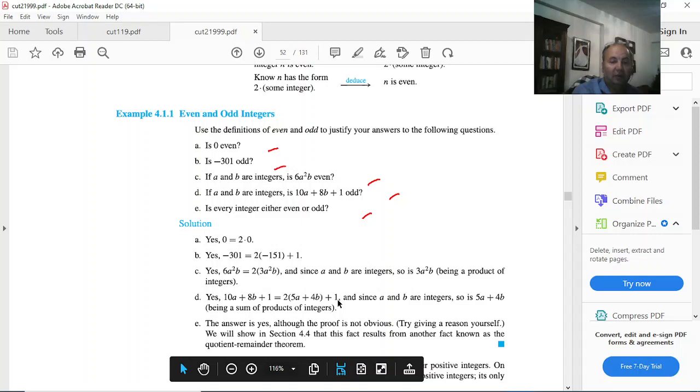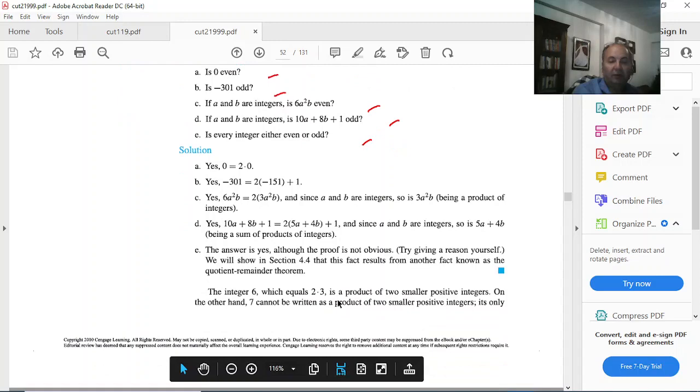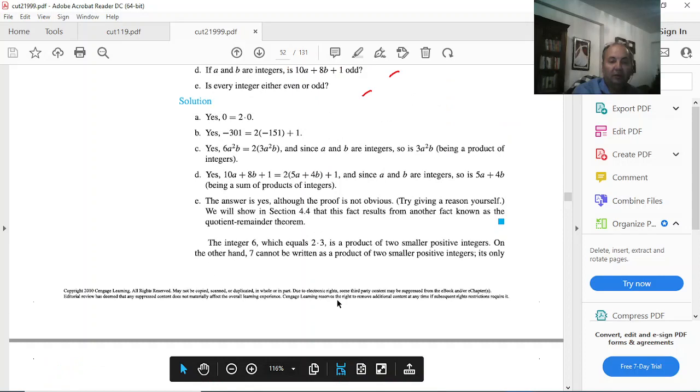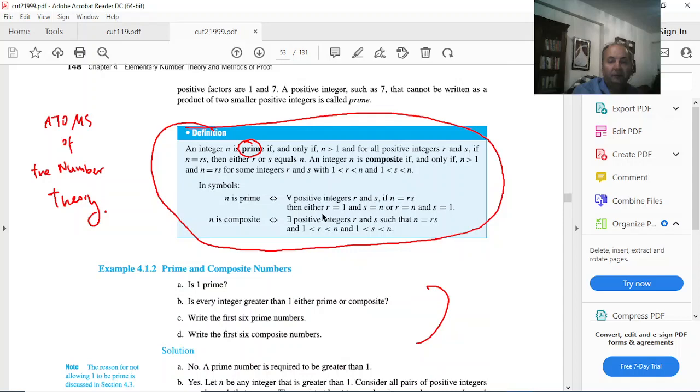Is every integer either even or odd? Yes, this could be an assumption or axiom, but there is no other way around. Of course, the proof is not obvious, but we know that. Quotient remainder theorem, right? Oh yeah, a very important part of the course and this week. Atoms, what does atoms mean? Atoms means the structural cornerstone of the material.